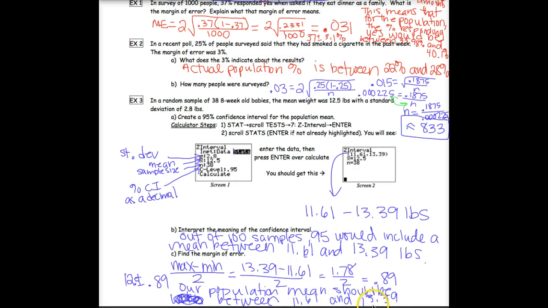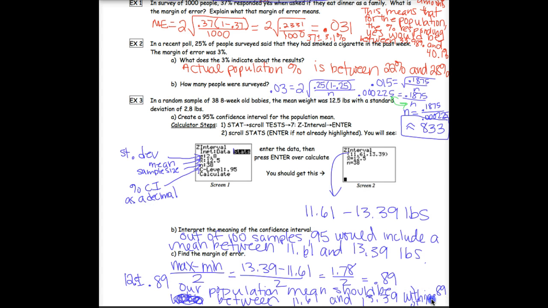Notice what happened. If you check this work with your margin of error, you should end up with the original confidence interval. So if you don't, you know that you calculated your margin of error incorrectly. So our population mean should be between 11.61 and 13.39. So within 0.89 of the 12.5.